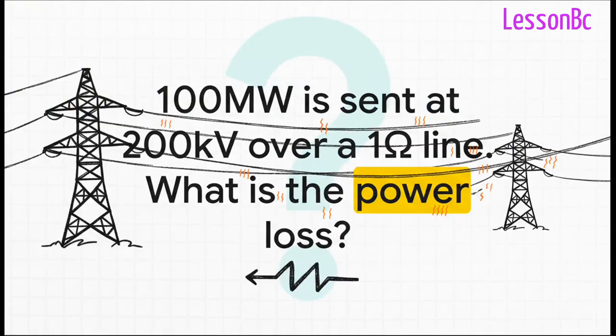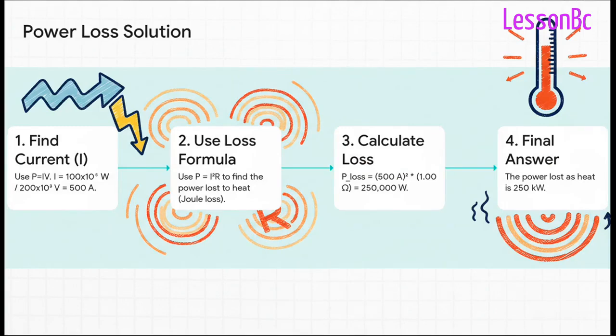Okay, now for a much bigger problem. This is a massive challenge for power companies. How do you get electricity hundreds of miles away from a power plant to your house without losing most of it as heat along the way? So how do we tackle this? First, we use our P equals IV formula to figure out the current flowing through the line, which is a whopping 500 amps. Then, we plug that huge number into our heat loss formula, P equals I squared R. And just look at that result. Even with a tiny 1 ohm resistance, we lose 250,000 watts. That's a quarter of a megawatt of power that's just gone, wasted, radiated into the air as heat.